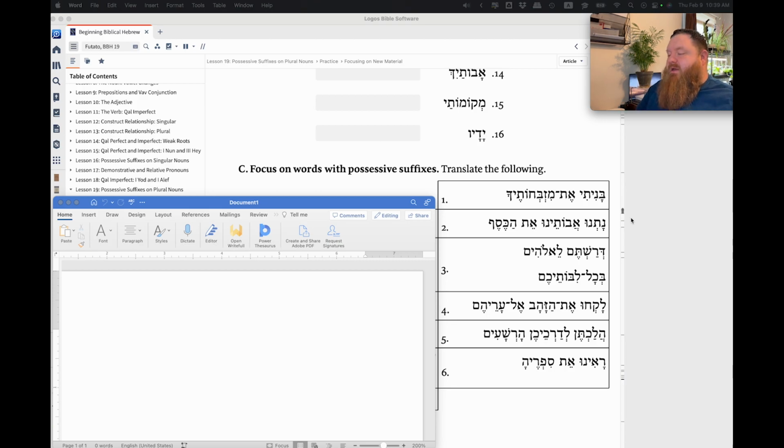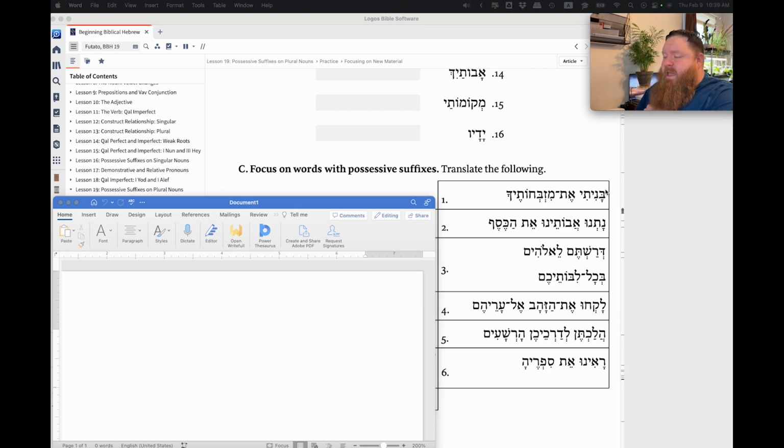For me, it's helpful, but you may take a different approach. So if I look at beniti, I think to myself, I never learned the word beniti. I have no idea what this is. But if I think, well, this is some form of a verb, then that helps me narrow down what it could be. So if this is a verb, I ask myself, how many letters does the Hebrew verbal root have? Three. How many do I have? I have five here. So I've definitely got extra letters. So I ask myself, what's extra?